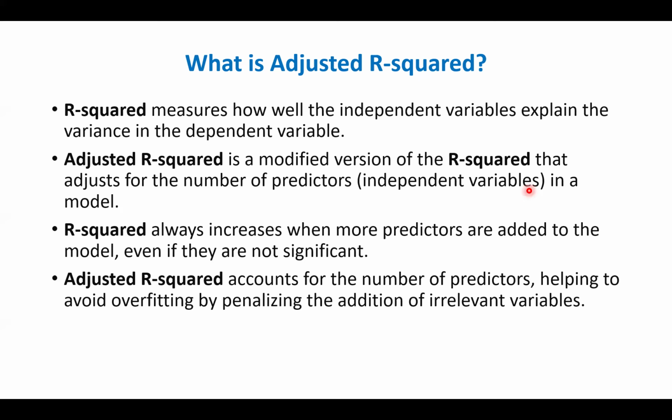R square, the determination coefficient, always increases when more predictors are added to the model, even if they are not significant. What does it mean? If you have two independent variables, even if they are not significant parameters, they may increase the value of R squared. For this reason, we have to use the adjusted R square to account for the number of predictors, which helps to avoid overfitting by penalizing the addition of irrelevant variables.